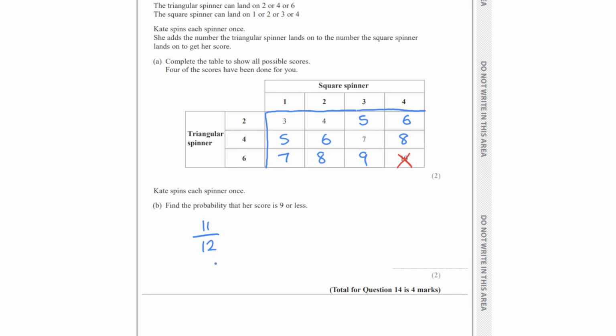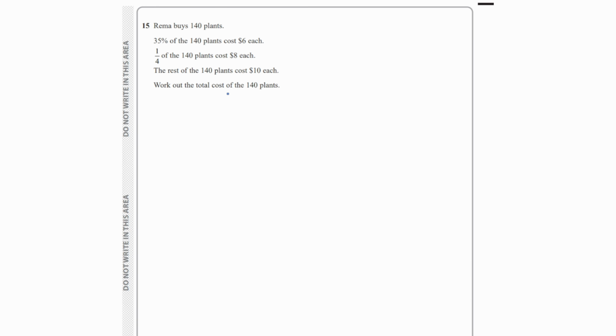So Rima buys 140 plants. 35% of the 140 plants cost $6 each. 1/4 of the 140 plants cost $8 each. The rest of the 140 plants cost $10 each. Work out the total cost of the 140 plants.